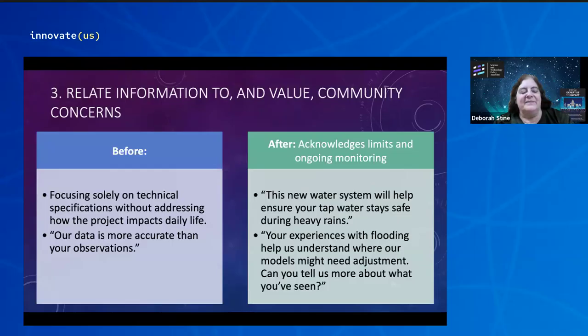The other example is a little bit too arrogant, saying our data is more accurate than your observations. You can imagine interacting with a community member and saying that we know more than you do. Instead, say, your experience with flooding helps us understand where our models might need adjustment. Can you tell us more about what you've seen? And that again is that sort of bi-directional discussion. These are the assumptions that we have, but you who've lived here for all these years, you know more than we do, particularly if you're from outside the community. Let's discuss.